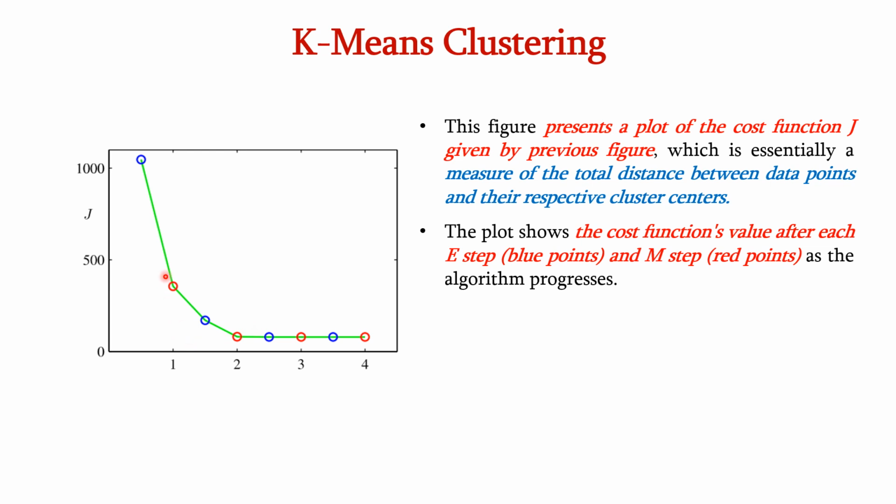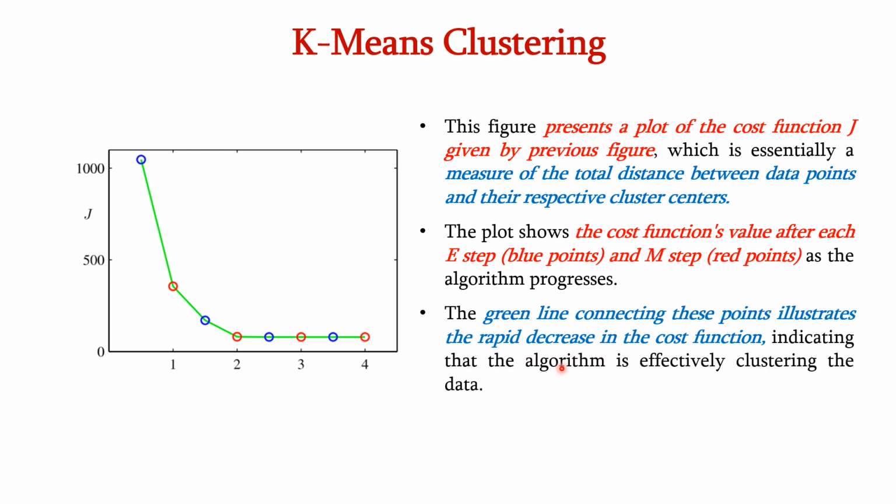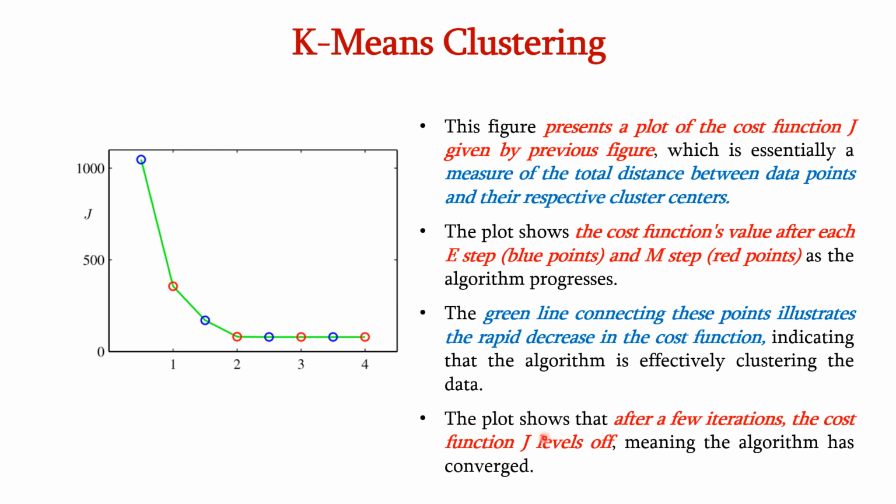This is expressed as the algorithm progresses. The green line connecting these points illustrates the rapid decrease in the cost function, which indicates that the algorithm is effectively clustering the data. And the plot also shows that after a few iterations, the cost function j levels off as shown here. It means that the algorithm has converged.